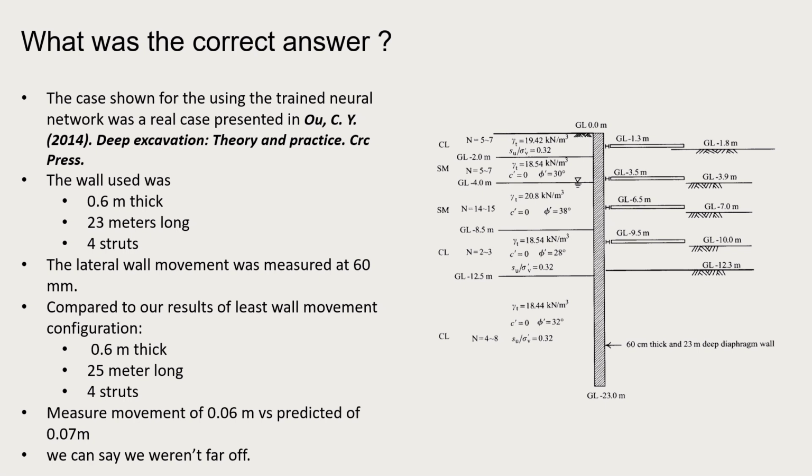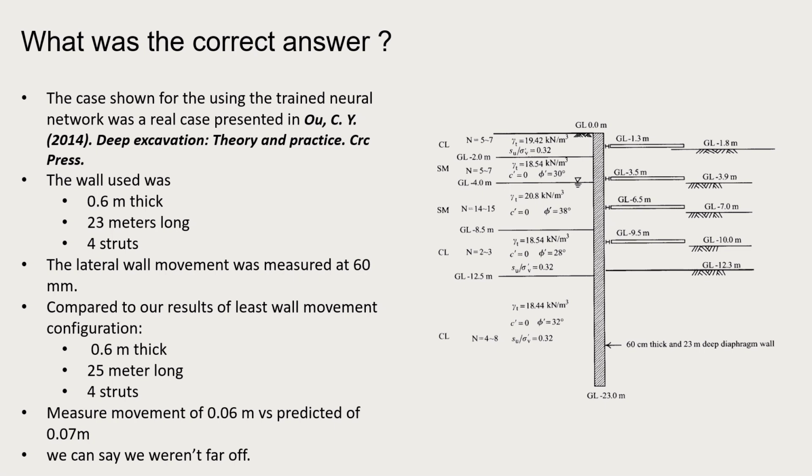And the lateral wall movement was measured, this is a measurement, not a calculation, at 60 millimeter. Compared to our results, we have a 0.6 meter thick wall, a 25 meter long diaphragm wall, and 4 struts. So we are 2 meters above the 23 meter threshold. And the measured movement, again, is 6 centimeters compared to 7 centimeters in the analysis. We can say we are not far off from the actual case study.